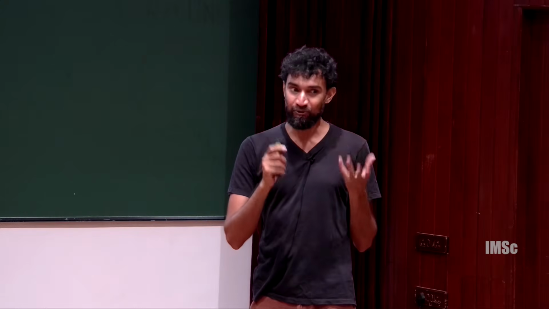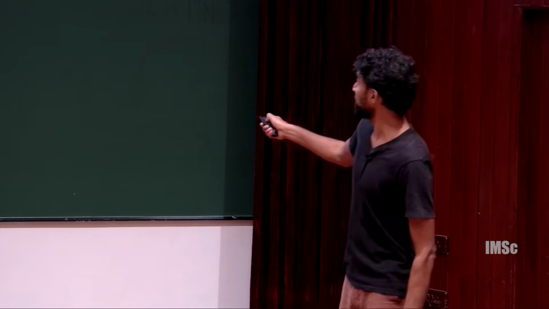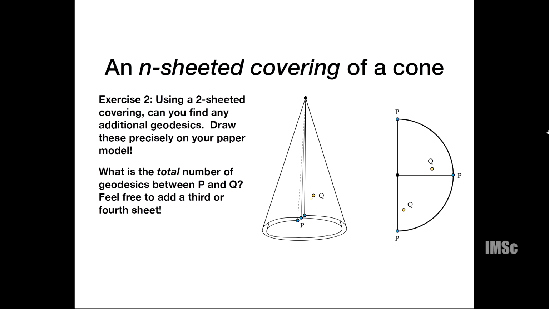So can anyone who said 4 tell me why? We already saw 4 here. So you're saying that if we add this 3rd sector, we're not getting any additional geodesics. And why not? Does anybody have an explanation? What's happening? They're symmetric, you're saying? The mirror image is the same as this, so we get 4 only.